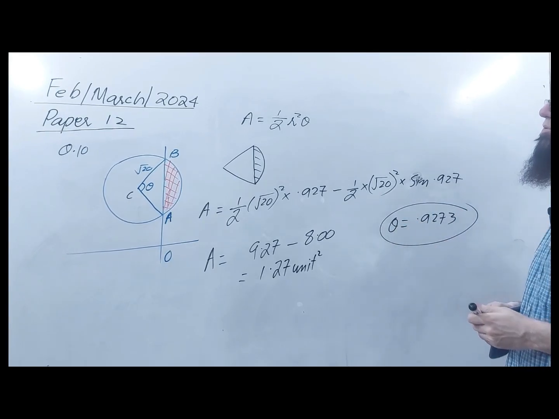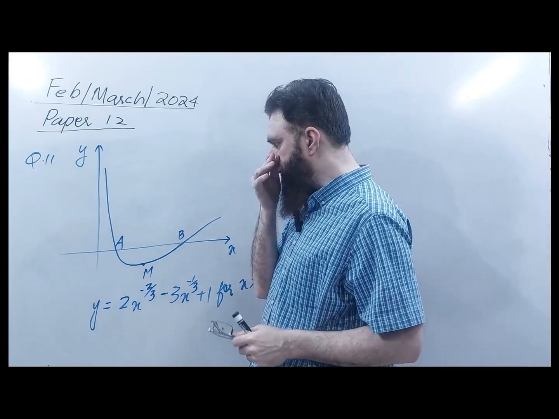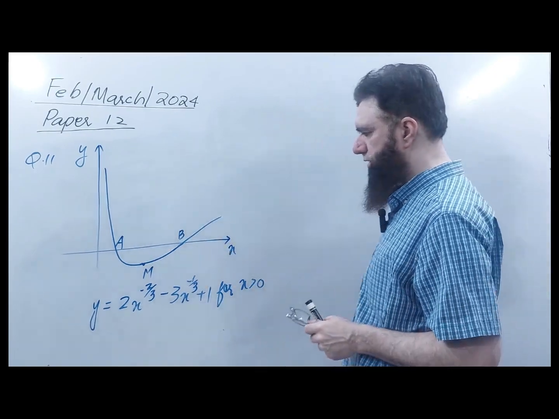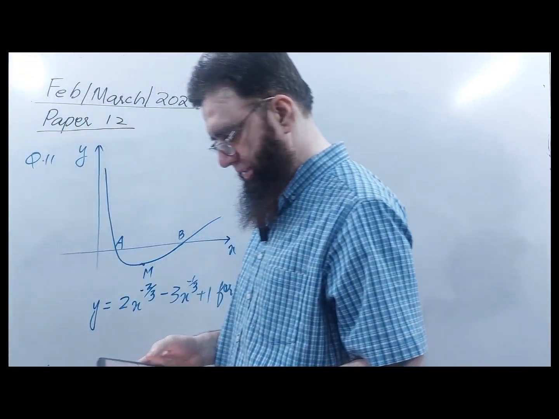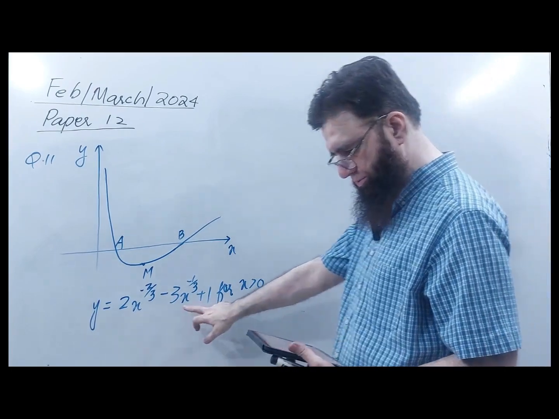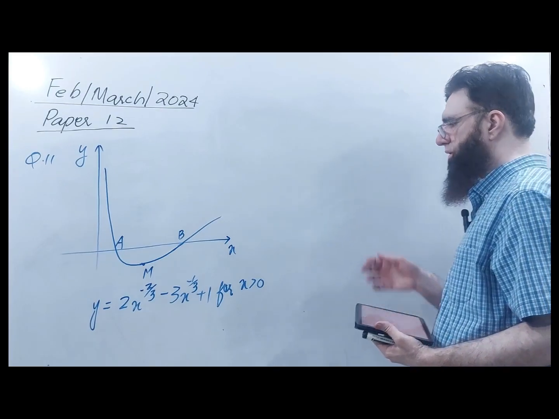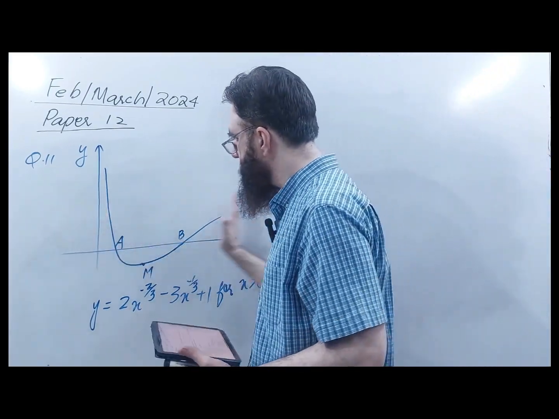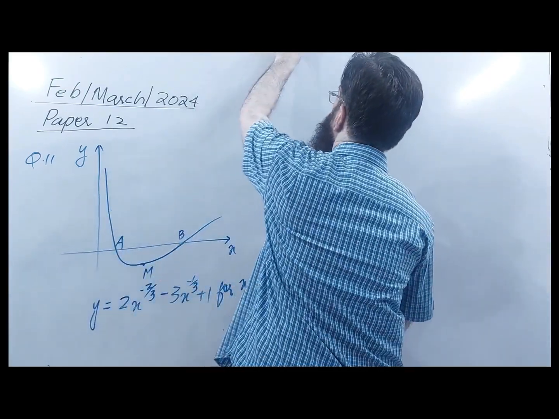Right? We move to the last question of this paper. In the last question, this is the curve given. You can see the question in the description. The equation of the curve is given. It is y is equal to 2x power minus 3 by 2 minus 3x power minus 1 by 3 plus 1 for x greater than 0. You can see it's greater than 0. This is the region, obviously.